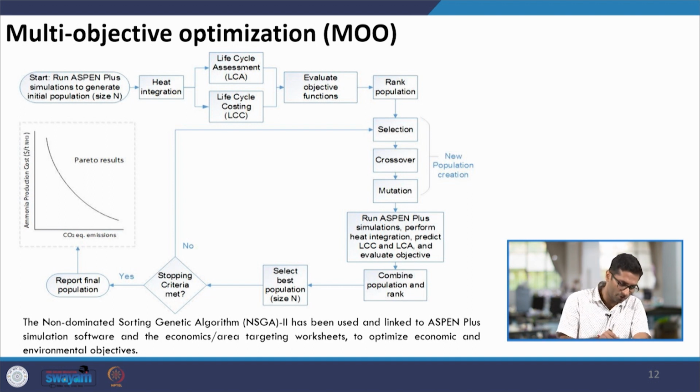So if we have one point here that has a CO2 equivalent and ammonia production cost, and I compare it with another point, say above here, the other point might have lesser emissions, but it again has a greater cost. So it is for us to see the trade-offs. All the points are equally good from the point of view of the policymaker, and then he or she has to choose the best operating point for this particular operation.